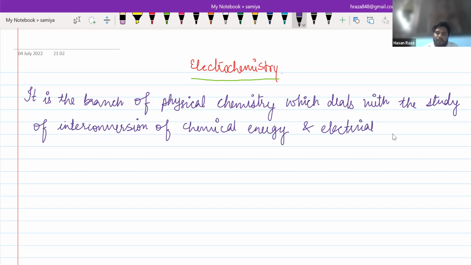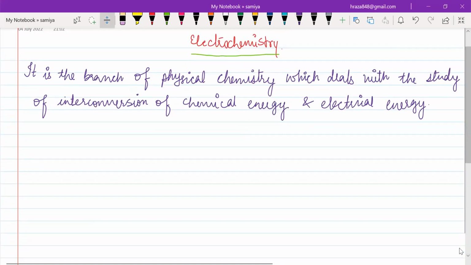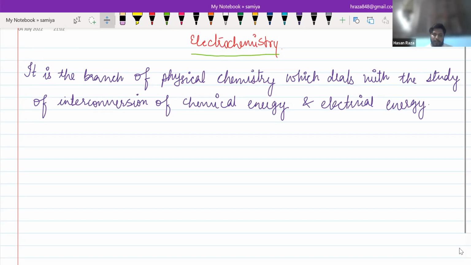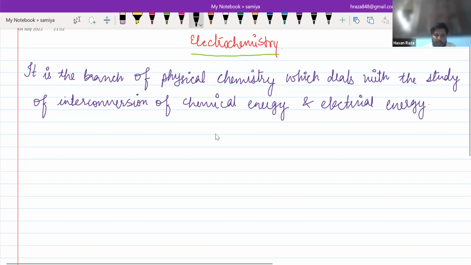So basically what we study in electrochemistry is the interconversion of chemical energy and electrical energy, how we are going to convert chemical energy into electrical energy and electrical energy into chemical energy. So this is our first lecture of electrochemistry, and we need to study interconversion, that means chemical energy into electrical energy and electrical energy into chemical energy. So first of all, we are going to start electrochemical cell.